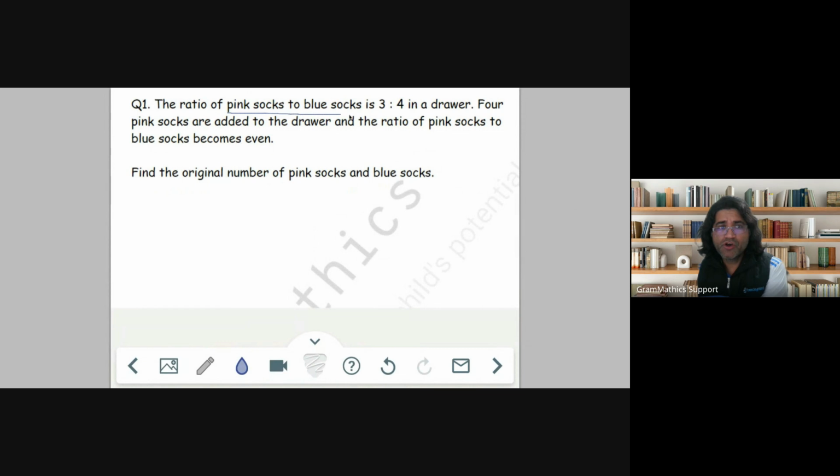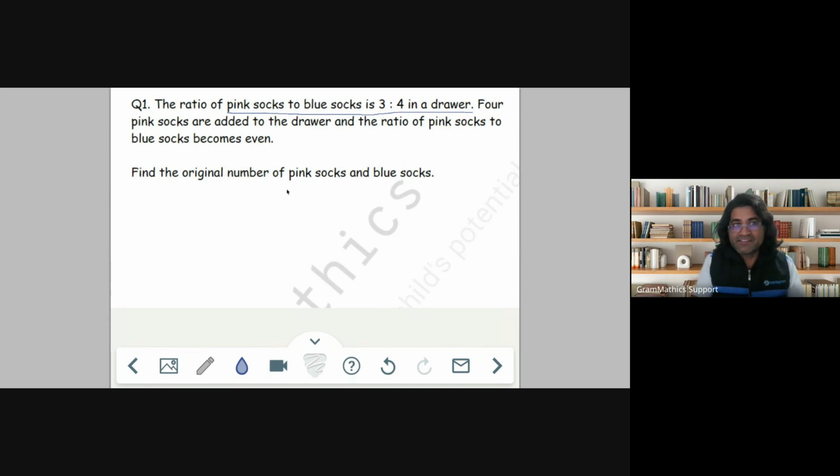Ratio of pink socks to blue socks is 3:4 in a drawer. Now we are making questions a little tricky. So as I read the question, I start translating it as if I'm translating from one language to another. For example, if somebody asks you to translate from English to Hindi or any other language, you will translate word by word. I'm translating from English to maths.